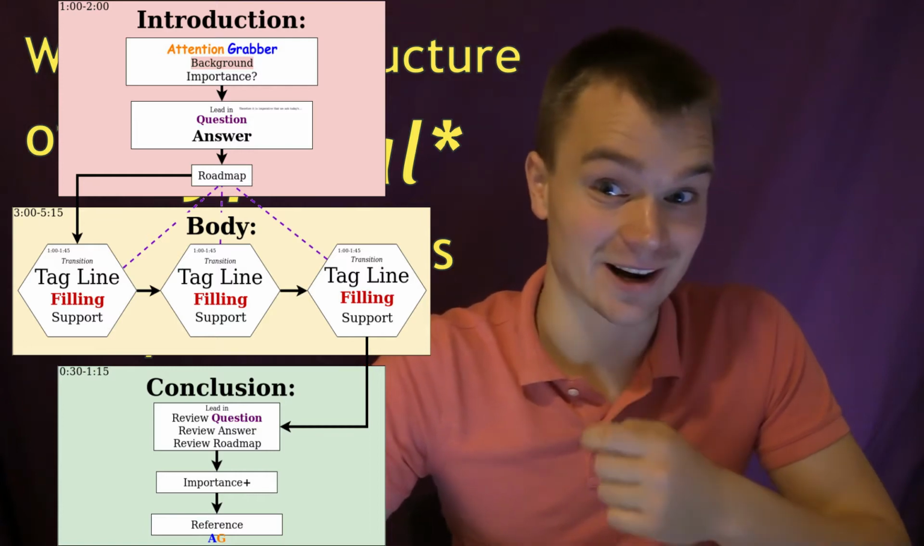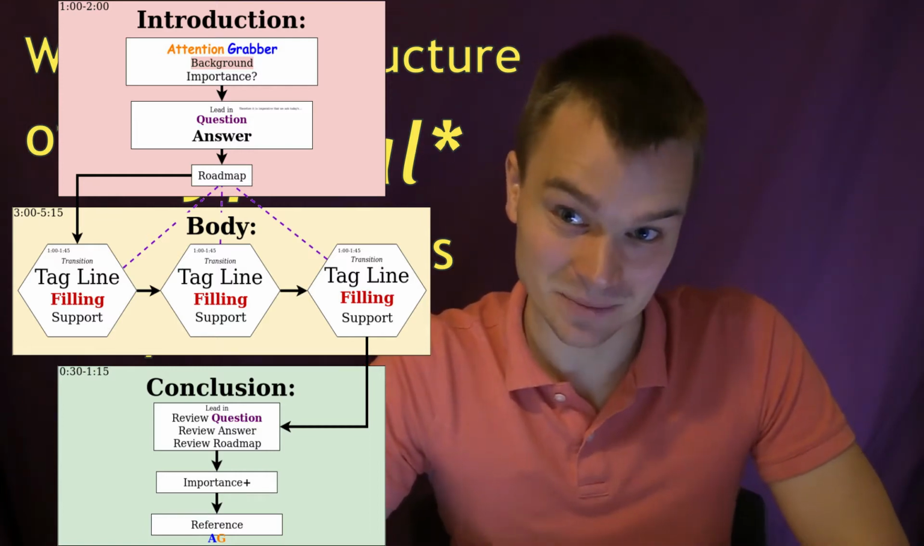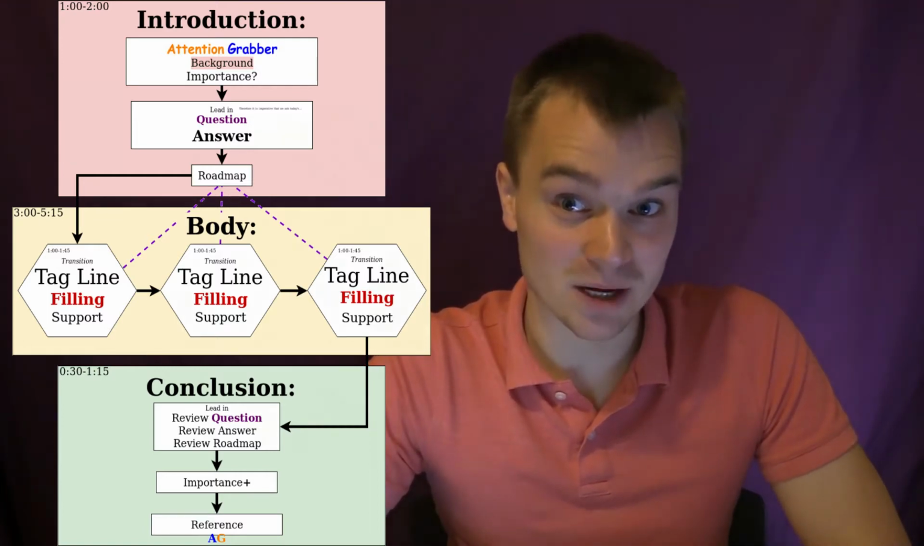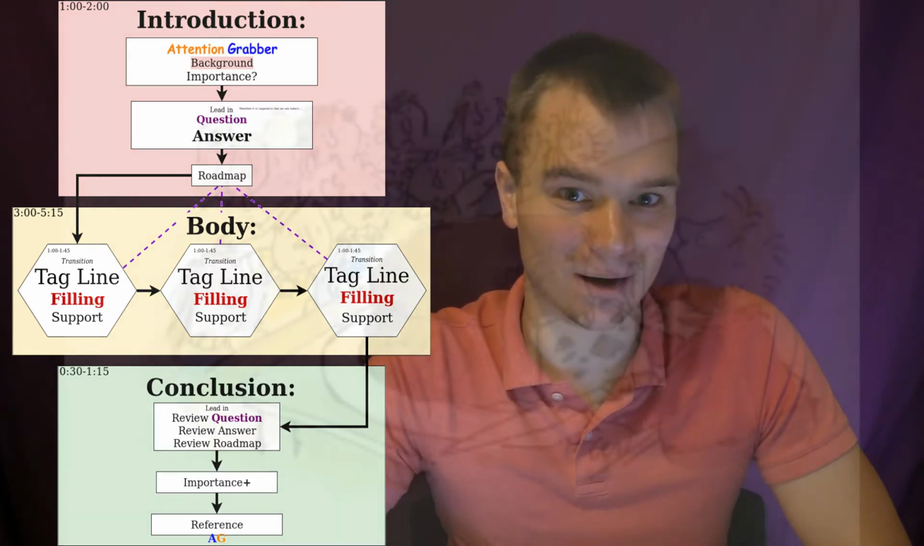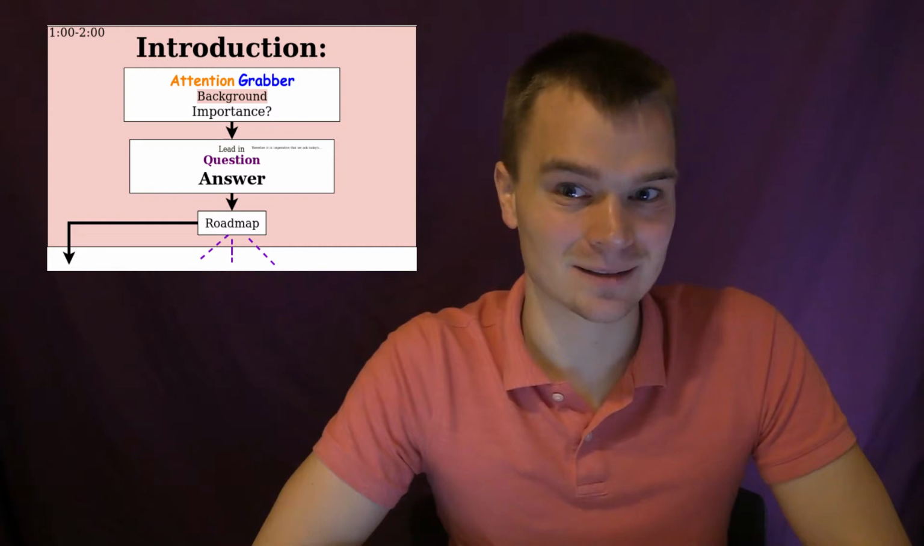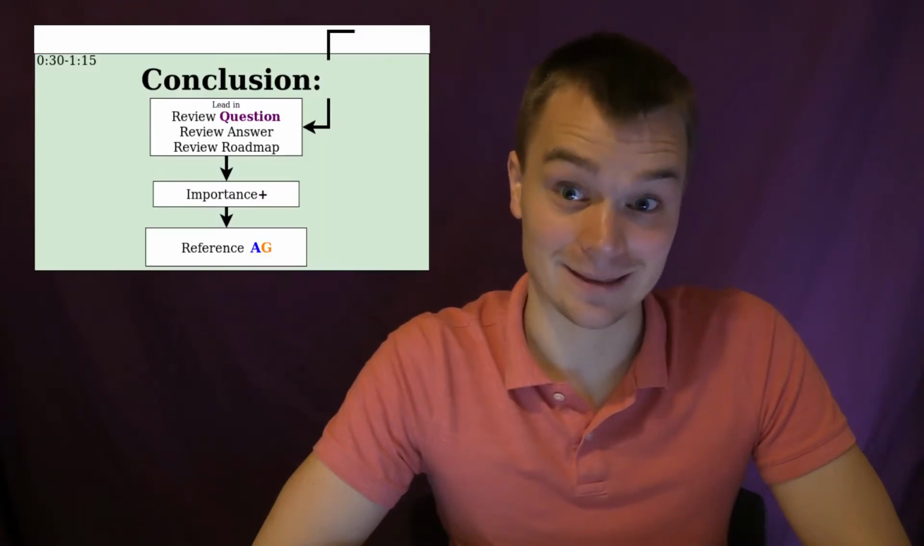Well, that's the structure of a typical extemporaneous speech. But that's a pretty big chocolate cake to eat in one bite. So we'll split it up into 3 parts. The introduction, the body, and the conclusion.